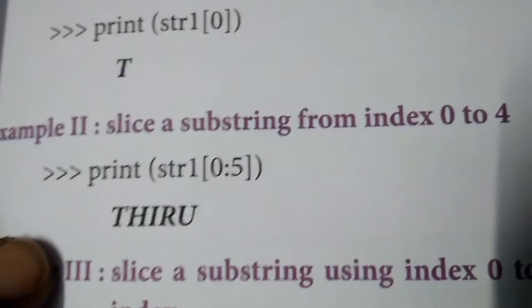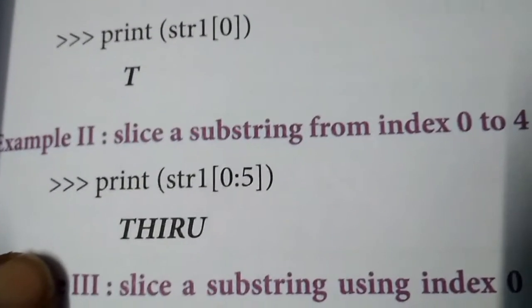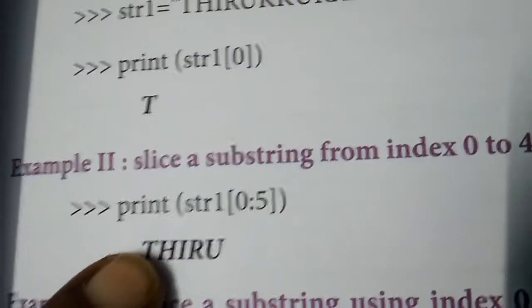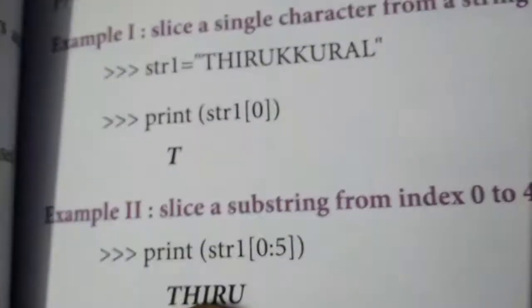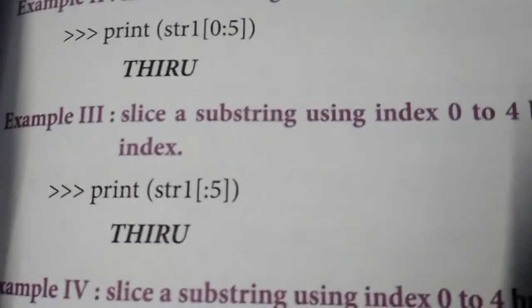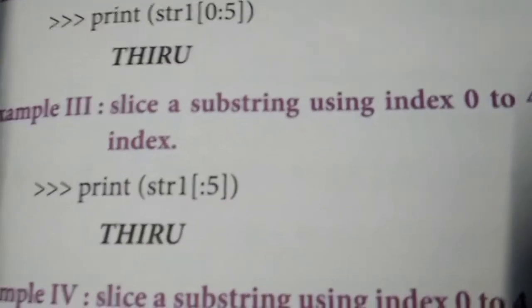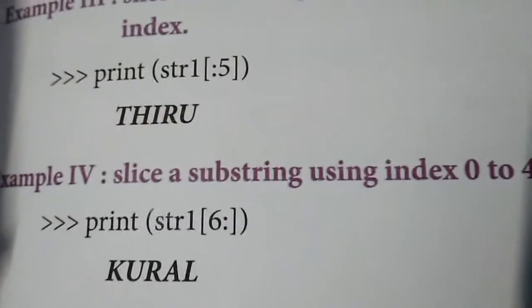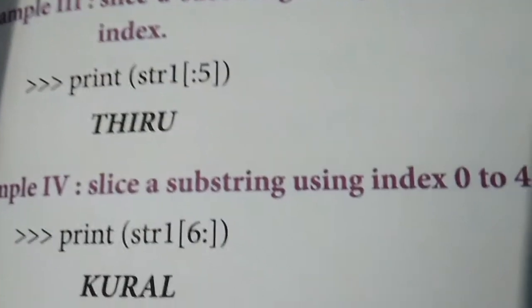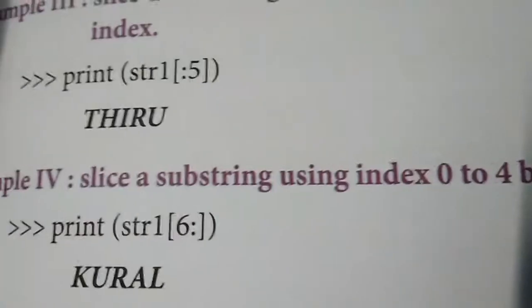In the second example, I need 0 to 5 letters. From 0 to 5 letters I needed. So this is 0, 1, 2, 3, 4. The fifth letter won't be displayed. Okay, 0 to 5 means 5 letters will be displayed, up to index 4. The next one, I'm giving only 5, so the index value takes 0. And the last example, 6 means the start is from the 6th position and it displays to the last.